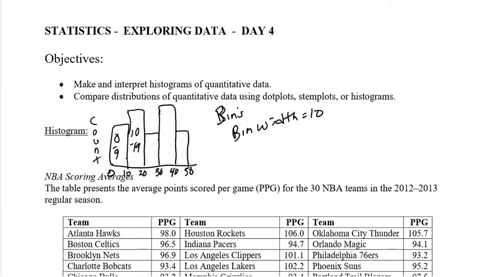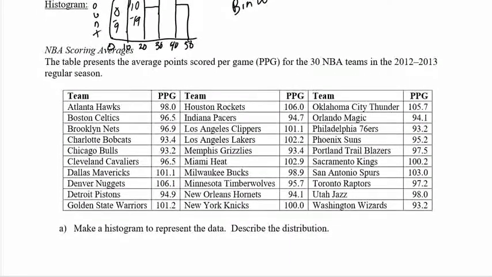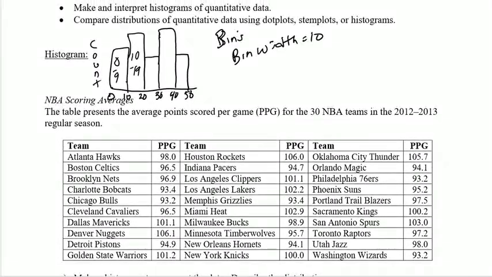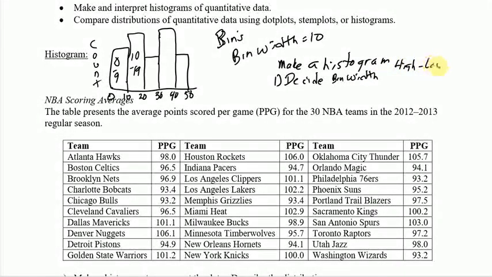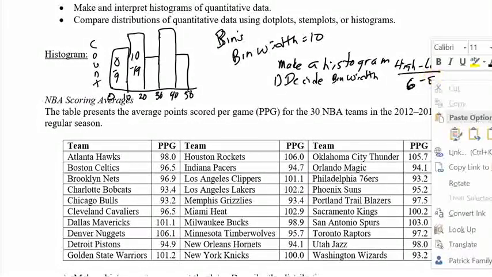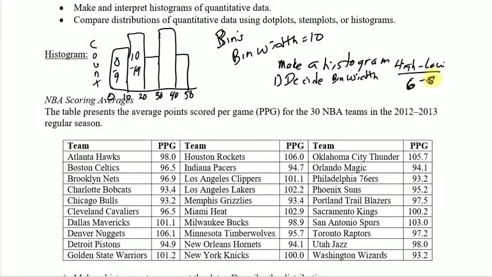Okay, so let's look at an example. We'll make a histogram, and the best way to do this is really just learn how to make one. Okay, so if we want to make a histogram, one, we're going to have to decide the bin width. I usually tell kids take the highest minus the lowest and divide it by somewhere between 6 and 8. Okay? Somewhere between 6 and 8, and figure out what you want your bin width to be. You know, usually your bin width will be 2 or 5 or 10 or something pretty common.